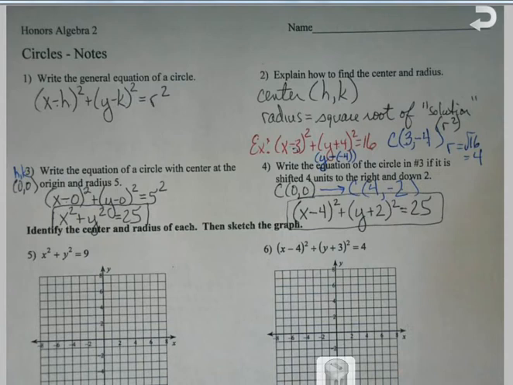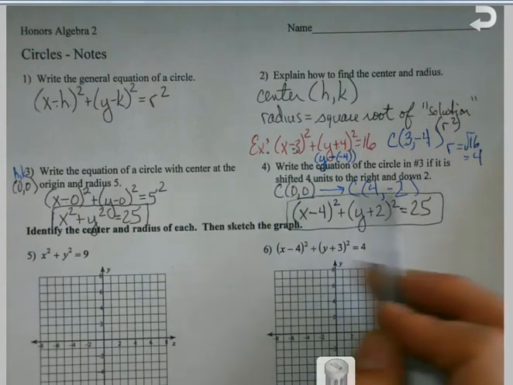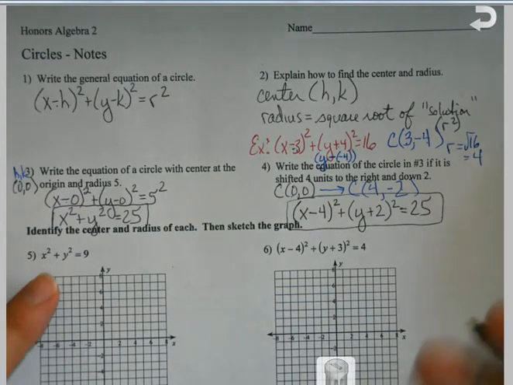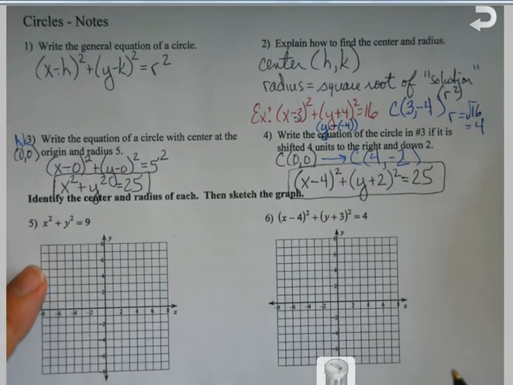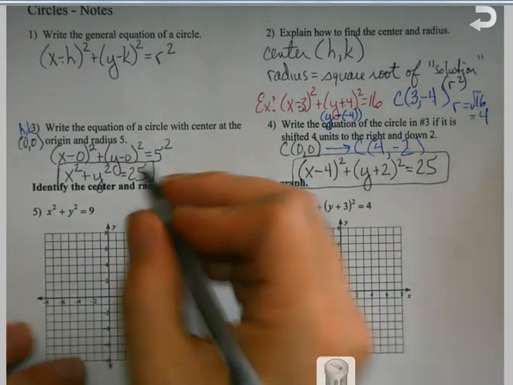So no worries, it's just kind of understanding the shifts. And again, if it means taking your old center and then literally adding or subtracting to figure out your new x and y values, that's okay. So sometimes they'll give us a little more information, which is always nice. Okay, identify the center and radius of each, then sketch the graph. Okay.